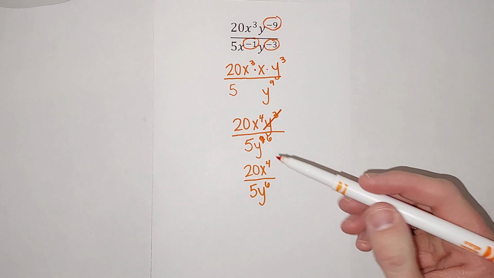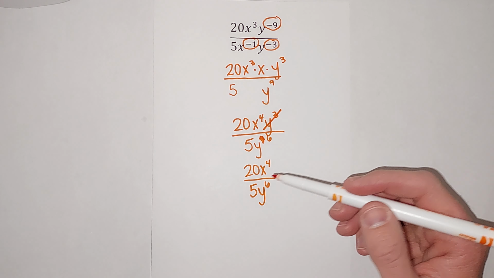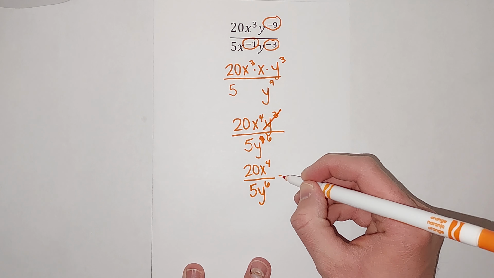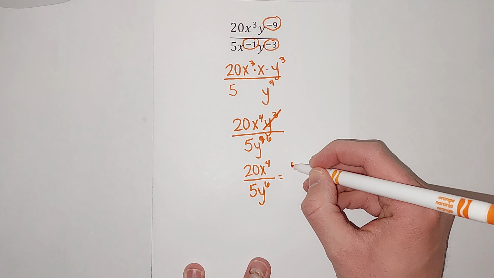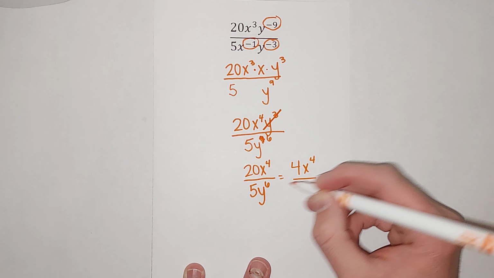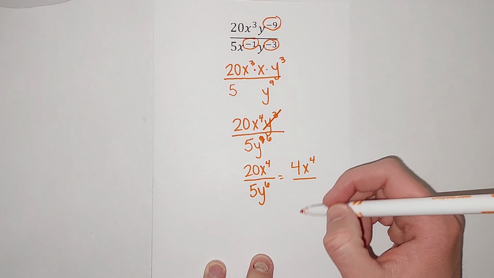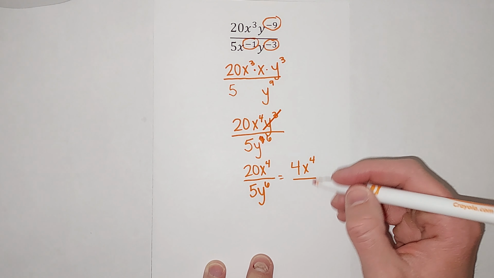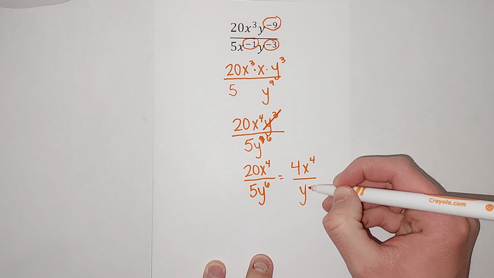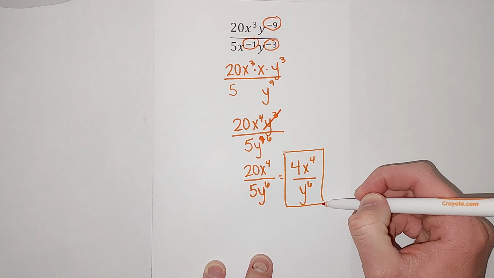Almost done, but 20 over 5 can simplify, right? 5 goes into both of those. So 5 goes into 20 4 times. I've still got the x to the 4th. 5 goes into 5 once, so I could write 1, but it's just going to be 1y to the 6th, which is the same as writing y to the 6th, okay? And that is my answer.